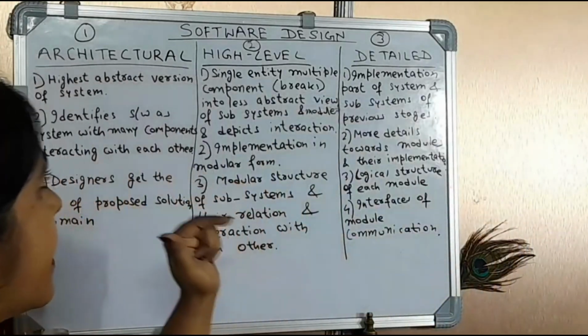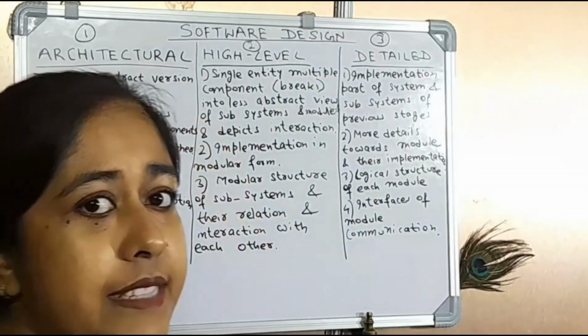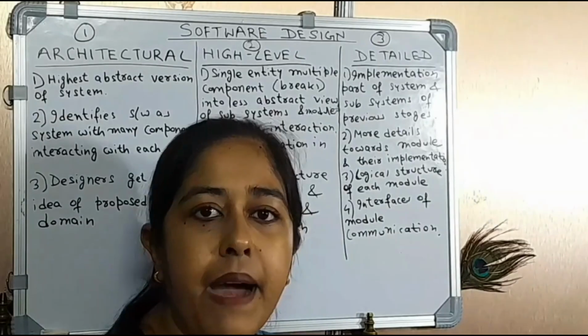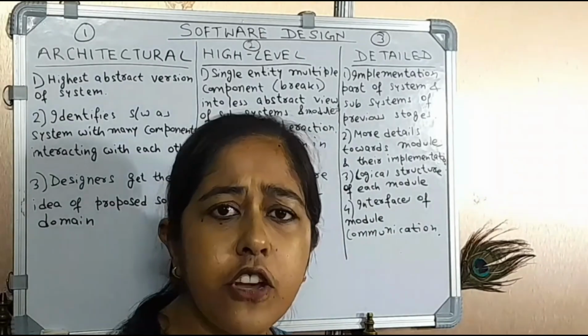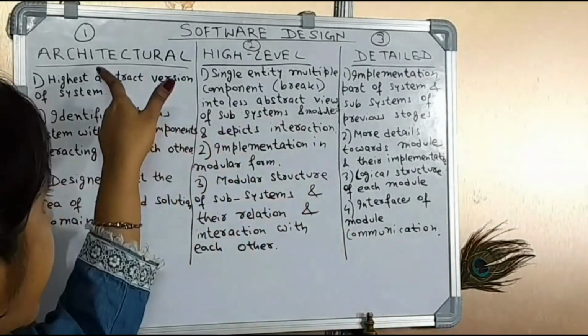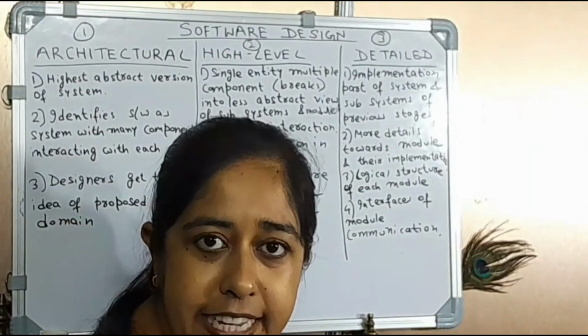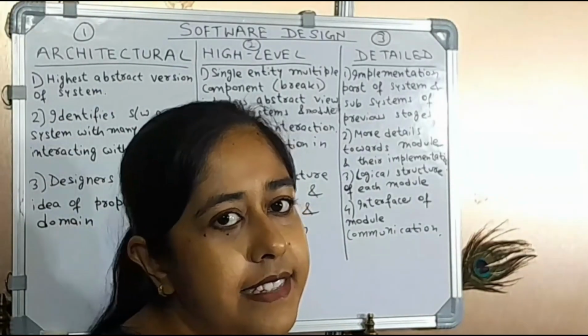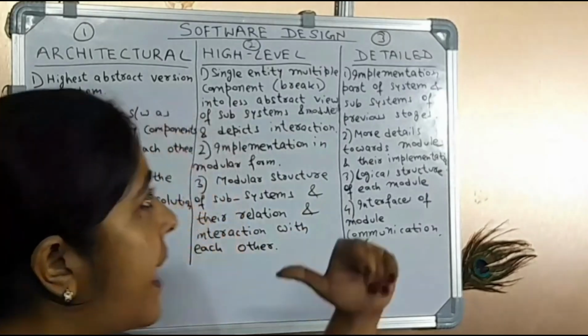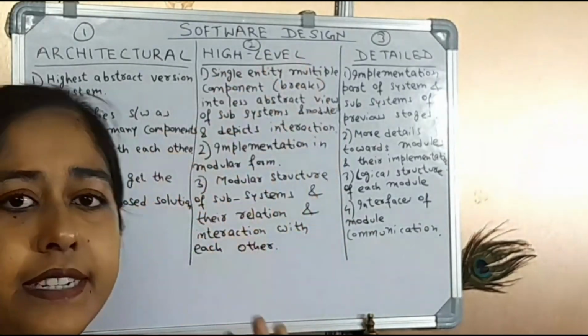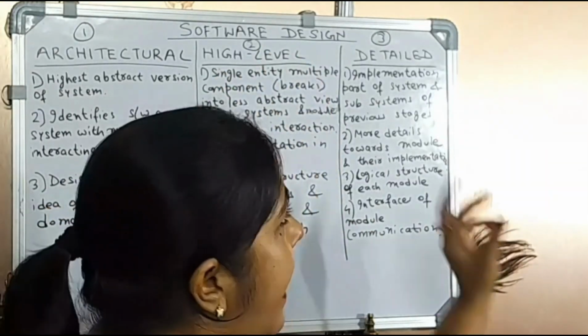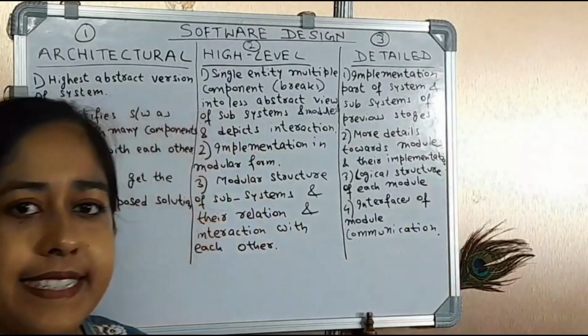Now the first thing: this whole designing phase is broken into mainly three parts, three levels. The first one is architectural design. The first part of our designing phase is the architectural designing phase. After that we will go for the high level designing. Then the third one will be our detailed designing.